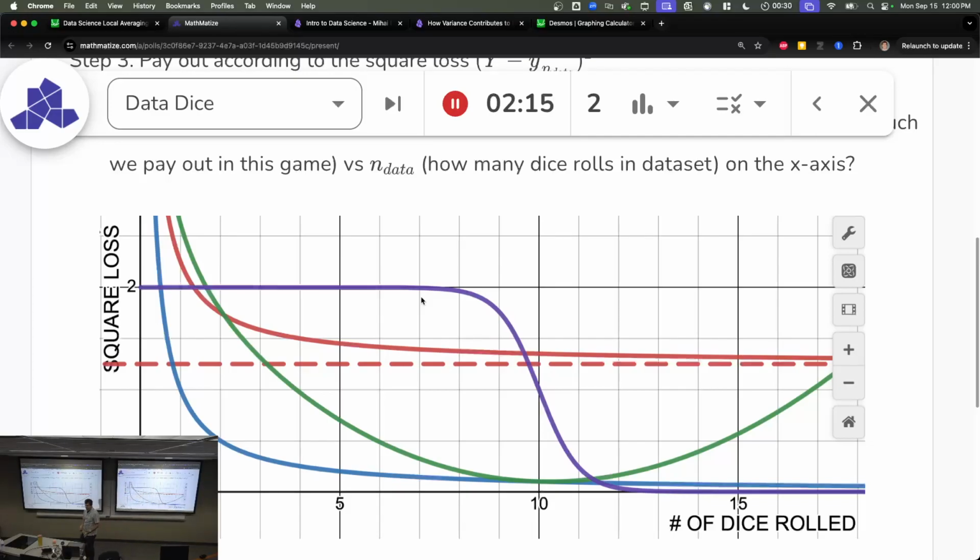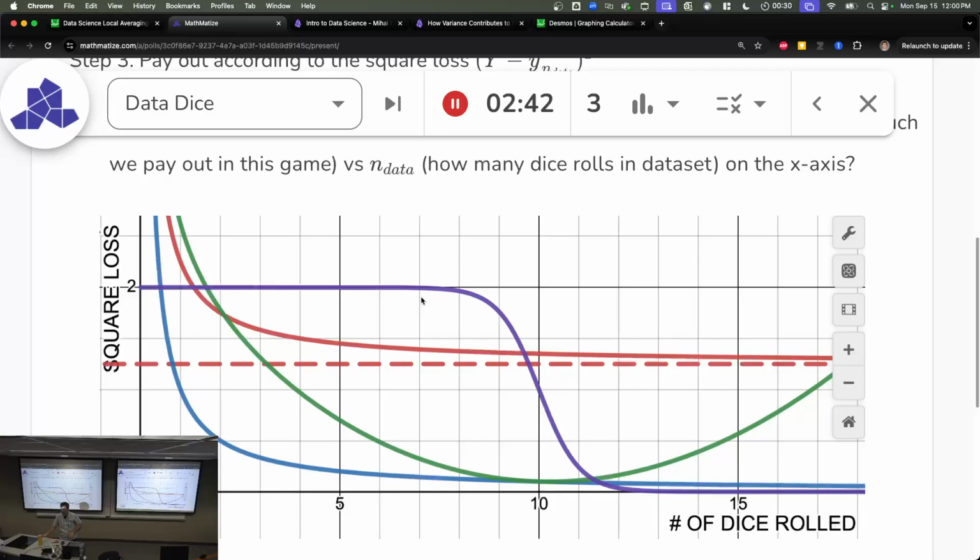Presumably, is it better or worse for me to roll? If I roll it one time, is that better or worse than 2 times, and so on? Choose which of these graphs. The options are the blue graph, the green graph, the purple graph, or the red graph. Which one represents the amount of money you pay me as a function of how much data you have? The number of dice rolled is the n data. That's what I want you to do. Is the question clear? Yeah, question in the back.